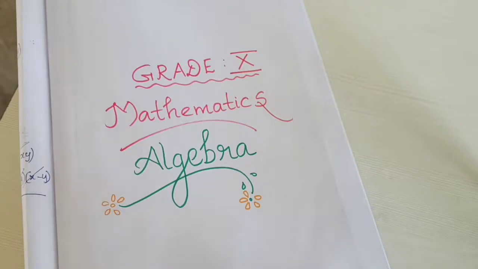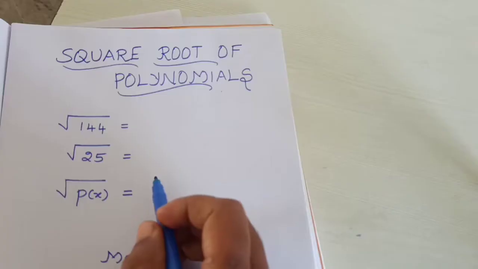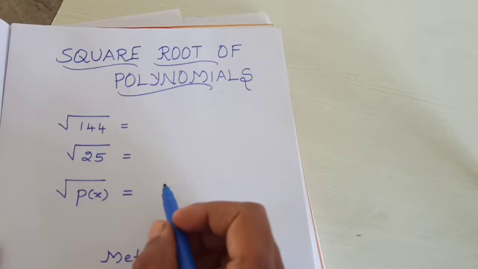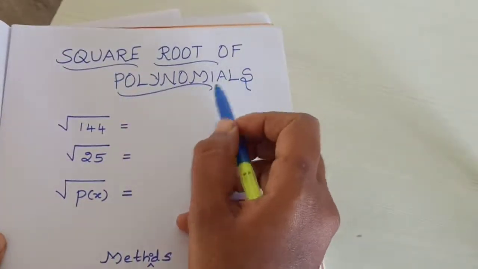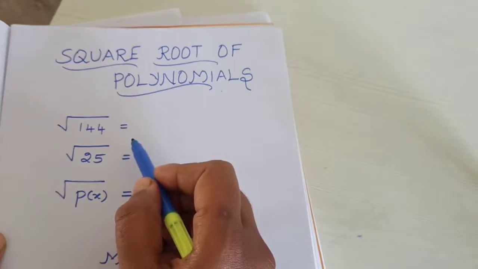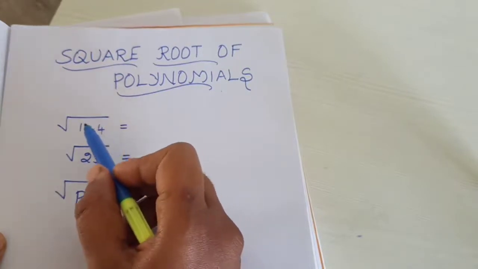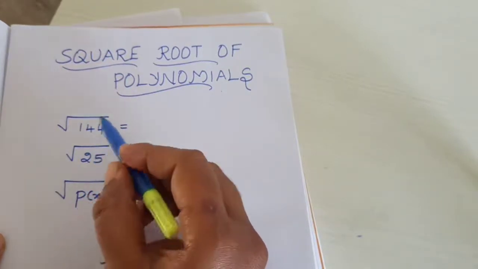The same chapter only, algebra. Today we are going to learn a new concept, square root of polynomials. Normally you already know about it for numbers, correct? Square root of 144. How will you find it?